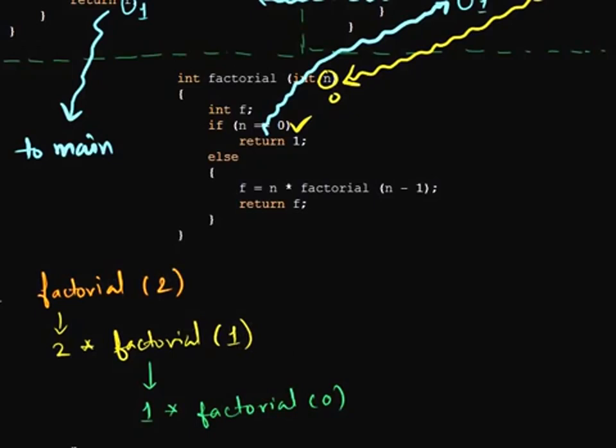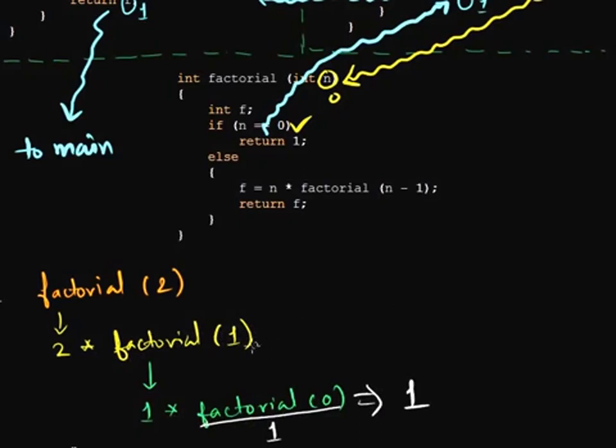Now let us solve this. Factorial of 0 was nothing but 1. This was 1. So we got the output as 1 into 1, as 1. Now this gets returned here.